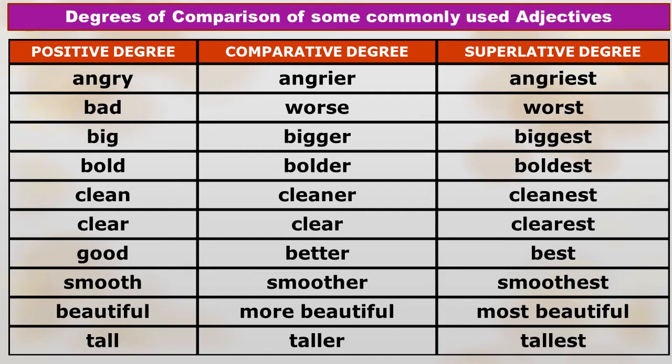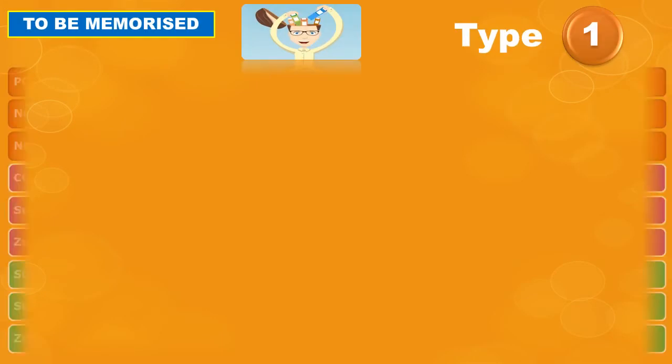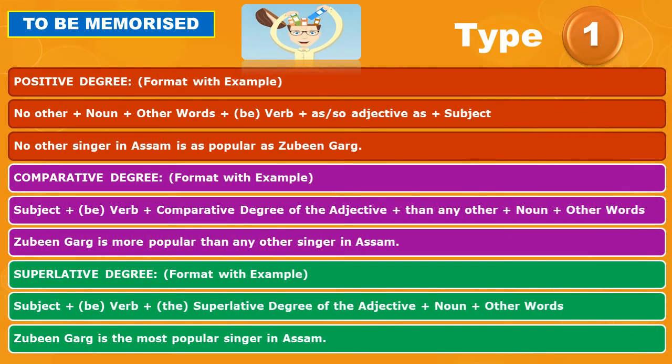However, in this video we will talk about the use of positive degree, comparative degree, and superlative degree of the adjectives in sentences. We are not talking about individual words. So how to use them? That's what we are going to discuss. So let us begin with the first format, or we may call it type 1.